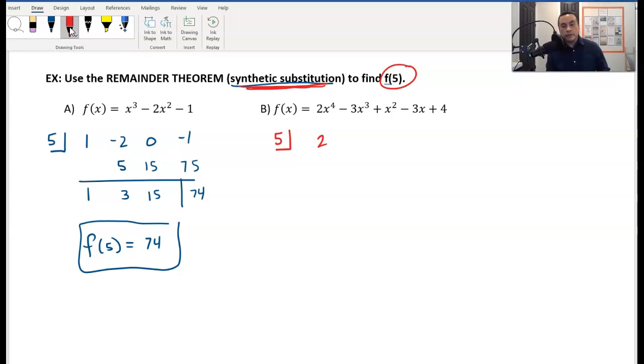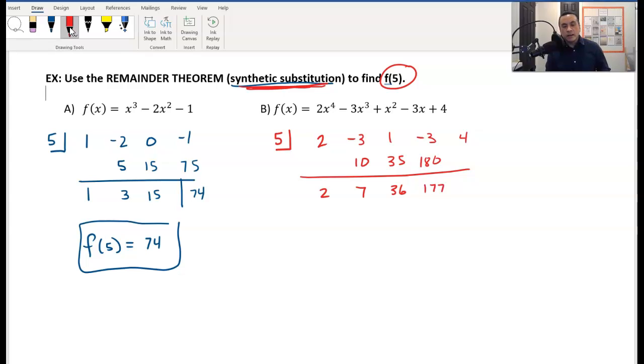For this one, it's 2x to the third, negative 3x squared, 1x squared, negative 3x, and positive 4. I'm going to use synthetic substitution here by using synthetic division. Bring down the 2 because 2 and nothing is 2. 5 times 2 is 10. 10 minus 3 is 7. 7 times 5 is 35. That's going to give me 36 there. All right. 36 times 5. 6 times 5 is 30. Carry the 3. That's 15. That's 18. 180 minus 3 is 177.